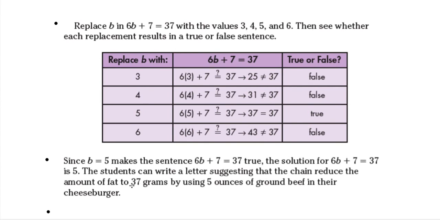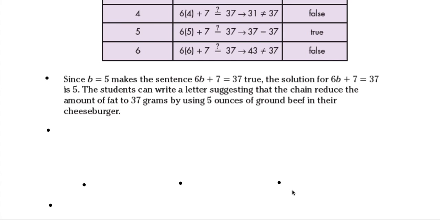So what do we know? Since 5 makes the sentence true, the solution for 6B plus 7 equals 37 is 5. The students can write a letter suggesting that the chain reduce the amount of fat to 37 grams by using 5 ounces of ground beef in their cheeseburger.